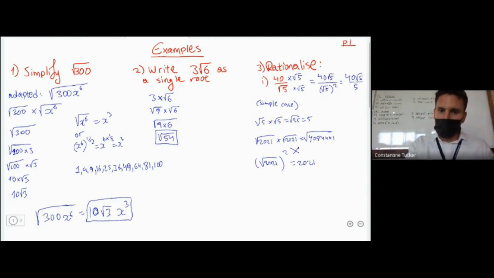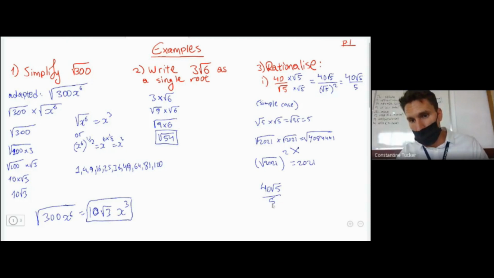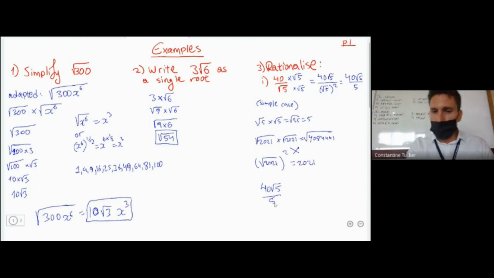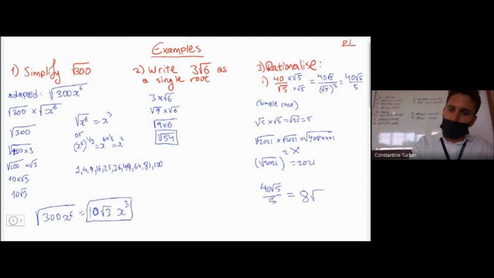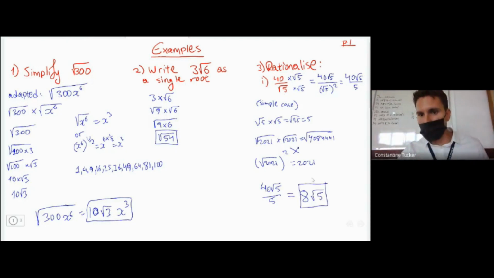Most students would be super happy here. They'd write 40 root 5 over 5, but they would be wrong because we want to simplify this further. Notice how the 40 can be divided by 5. And we know 40 divided by 5 is 8. So we can just write this down as 8 root 5. So keep an eye out, please, when you rationalize, to simplify the fraction if possible.